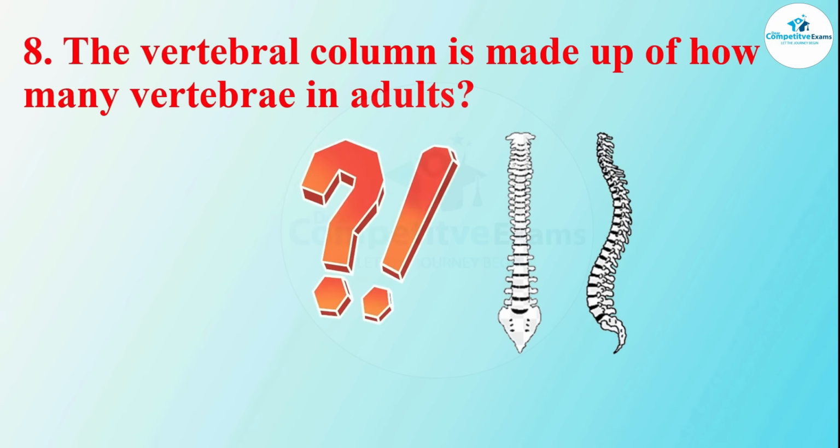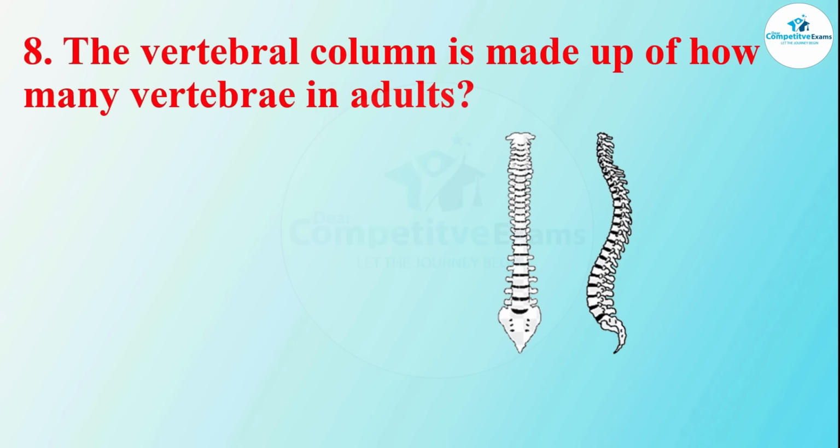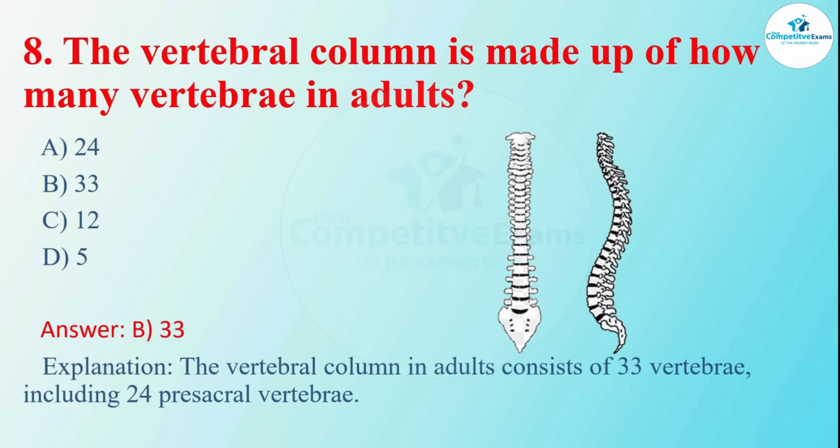The vertebral column is made up of how many vertebrae in adults? Your options are 24, 33, 12, and 5. The right answer is 33. The vertebral column in adults consists of 33 vertebrae including 24 presacral vertebrae, right? Now let's move on to question number 9.